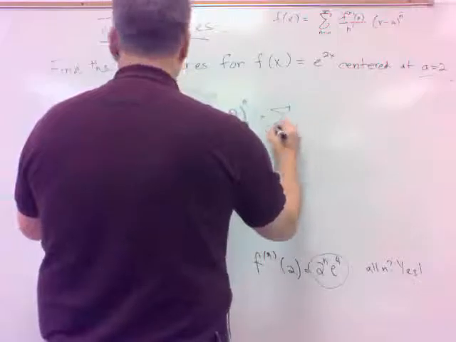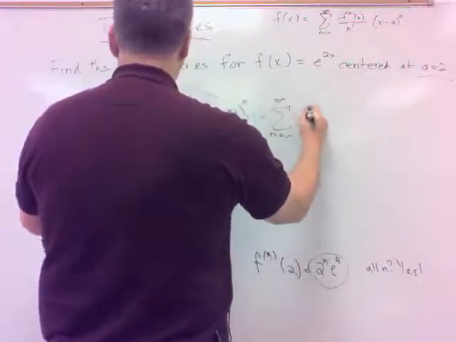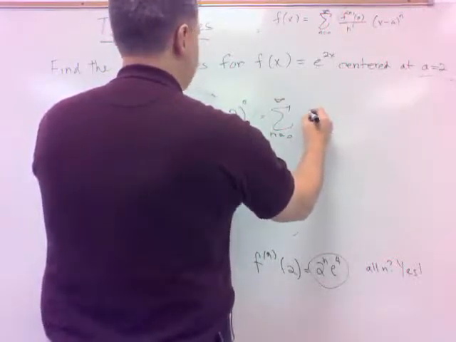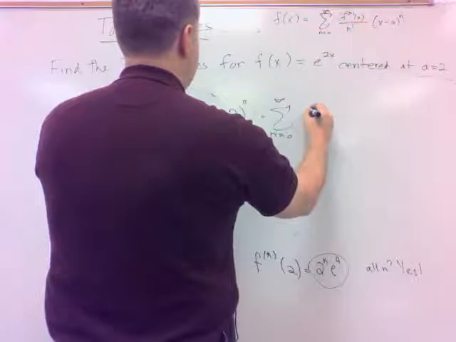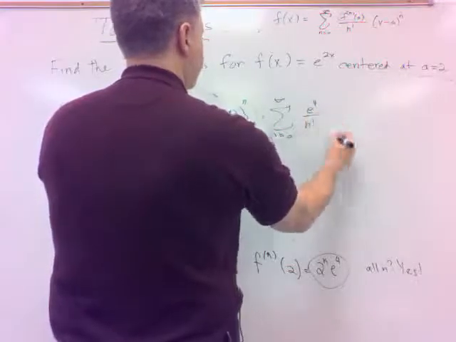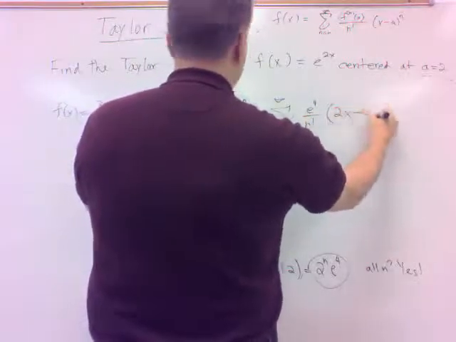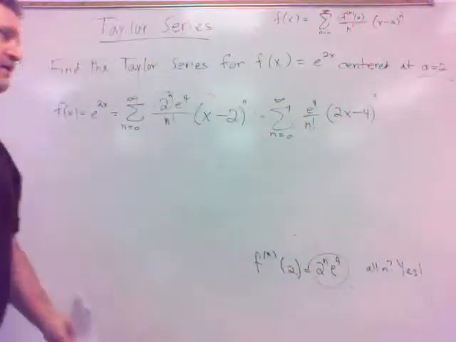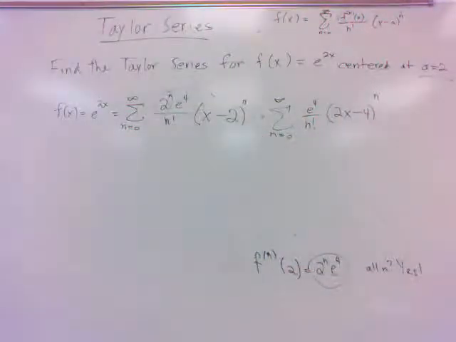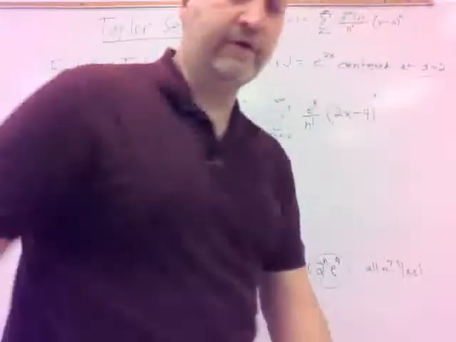Power series would be n equals 0 to infinity, that would be e to the 4th over n factorial. Let's go ahead and write that. And then this would be times 2x minus 4 to the nth. I don't know if they'd do that or not to you, but they might. Is everybody okay with that? All right, now, let me look at one thing here.